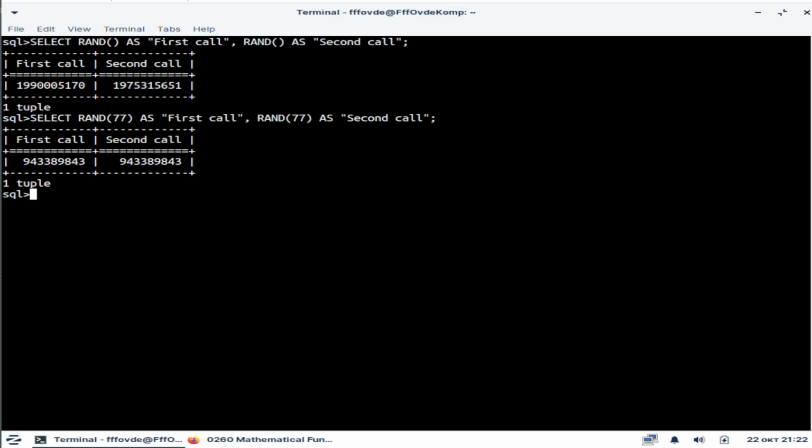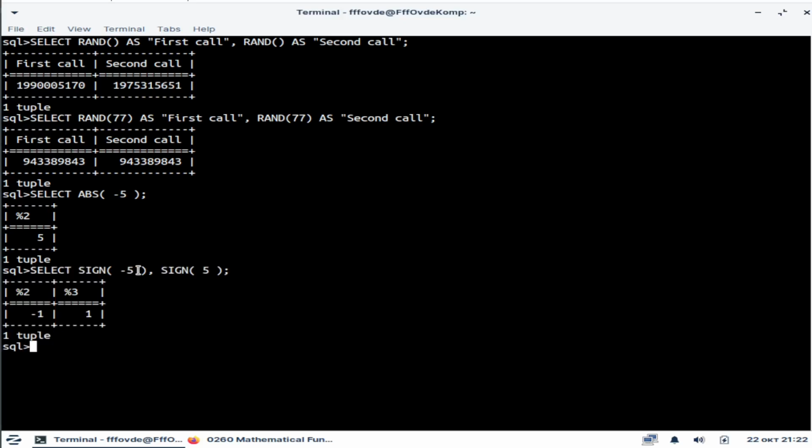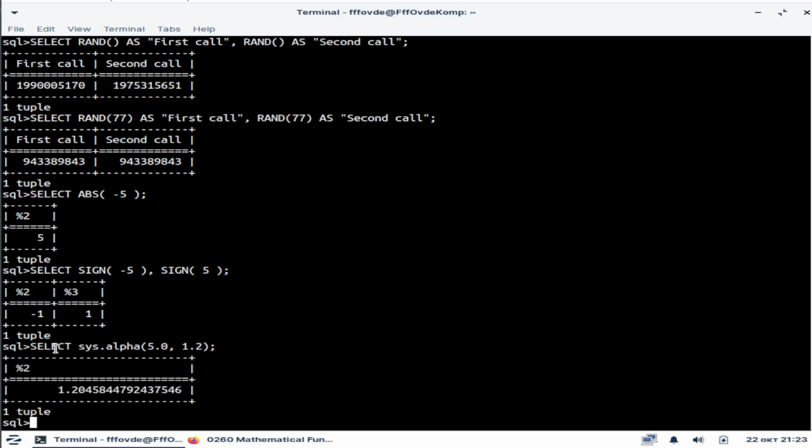Next, we can also use the absolute function. The absolute function will always return a positive value of a number. Next function is the sign function, and the sign function will just return the sign of a number. So if this is a negative number, it will return -1, and for a positive number, it will return 1. And we also have this alpha function, and this is a special function that is used for astronomy. This function will compute the alpha expansion of theta for a given declination. I don't know what that is, but I know that it is used in astronomy. I will now clean my screen.